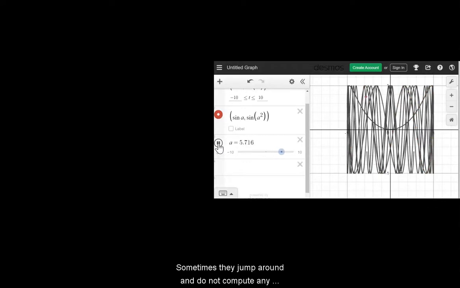Sometimes they jump around and do not compute any points at interior values for the parameter. It's possible that the parameter is not defined at some values. In that case, the orientation may not make sense. On one such as this graph, the orientation would be more confusing than anything else, since it retraces and overtraces its path so many times.